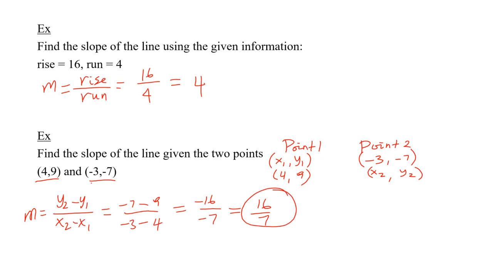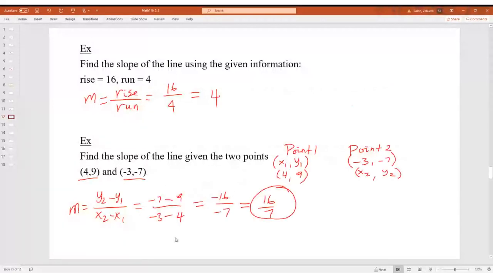Any question on this example? This is finding slope from two given points. We have two ordered pairs, so you have to designate which one is point 1 and which one is point 2. You can interchange them; it doesn't matter. You can say point 1 is negative 3, negative 7, and point 2 is 4, 9. You still get the same answer. The slope will be 16 over 7. Any question?